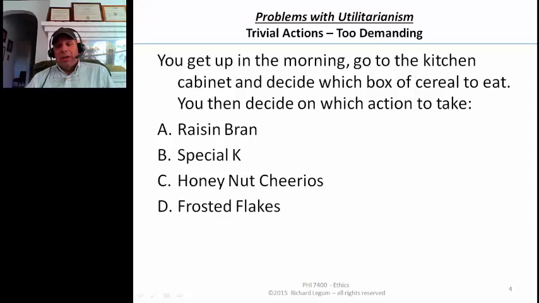Now, let me ask you, what is the morally right action to do in this case? Stop the recording a second and think about what is the right thing. Should you have the Raisin Bran, Special K, Honey Nut Cheerios, or Frosted Flakes? Maybe you want to put a fifth, that you shouldn't have anything, but leave it at those four. What is the morally preferable action? Stop and think about it for a second.